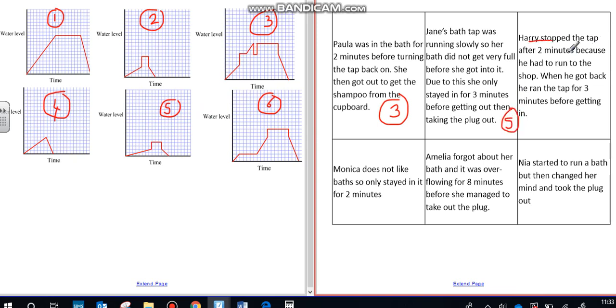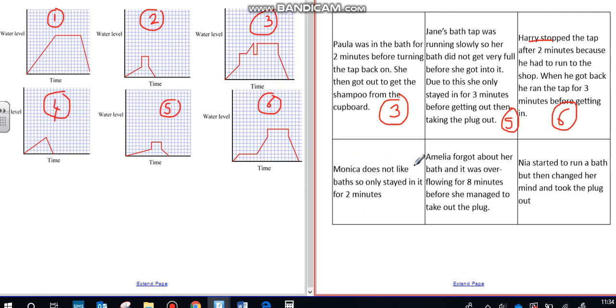Harry stopped the tap after 2 minutes because he had to run to the shop. When he got back, he ran the tap for 3 minutes before getting in. Okay, so this one, the tap's just running all the time. This one, the tap was running and then somebody got in, so it wasn't stopped. This one, the tap was stopped, but nobody got in. This one, the tap was stopped and somebody got straight in. So let's have a look at this one. So ran for 2 minutes, stopped, so the water level stays the same. Then ran for 1, 2, 3 minutes, then got in. So I think that must be graph 6.